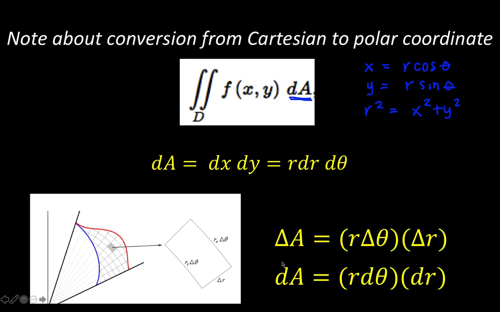Technically, the shape of this sector is not a rectangle. This is a sector of a washer or a sector of a disk. But as d theta and dr become very, very small, the shape can be approximated by a rectangle. And so the product of the length and the width becomes the area. That is now the explanation why dx dy is replaced by r dr d theta.